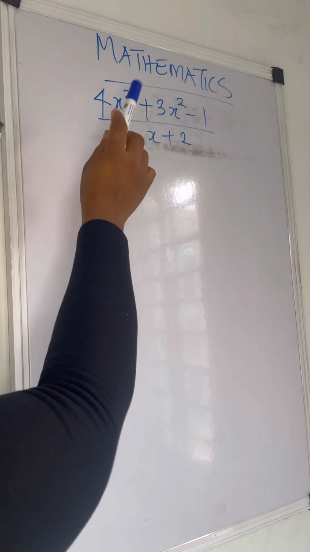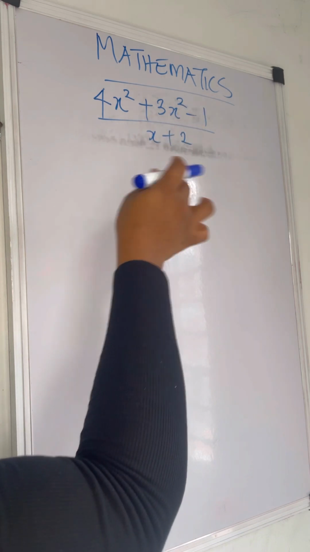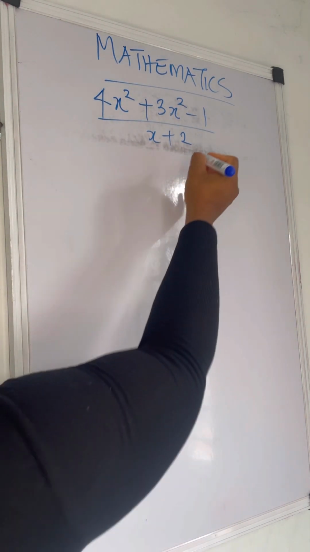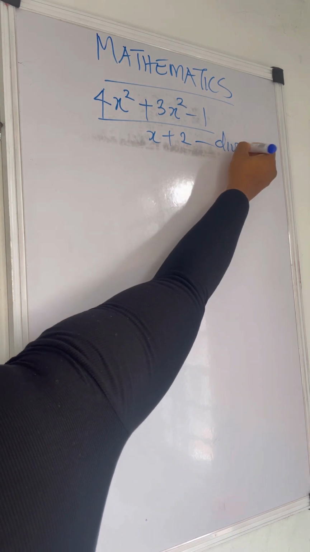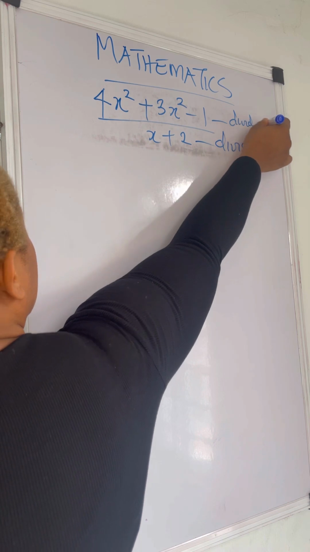So we're asked to divide 4x raised to power 2 plus 3x raised to power 2 minus 1 all over x plus 2. So looking at this, we'll see that this is the divisor, whilst this is the dividend.